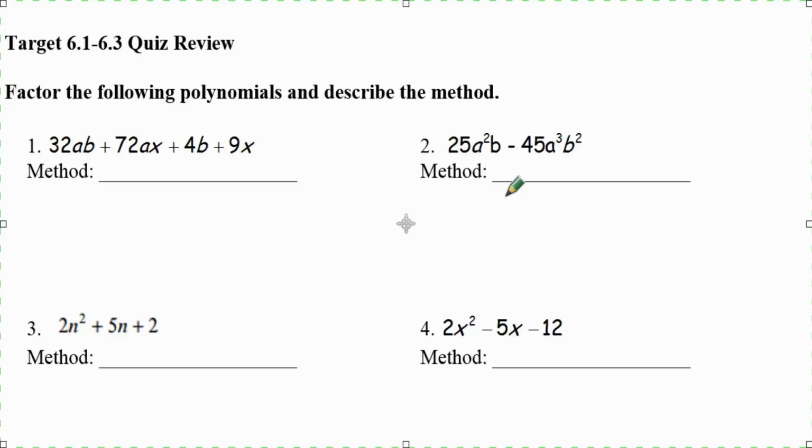Hello, Algebra class. This video is to help you prepare for your quiz on factoring polynomials. It only covers targets 6.1 through 6.3, which is factoring by the GCF, grouping, and AC methods.